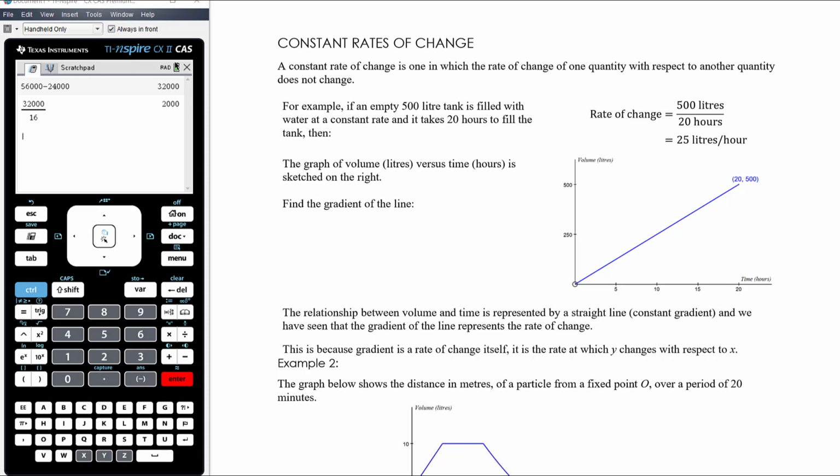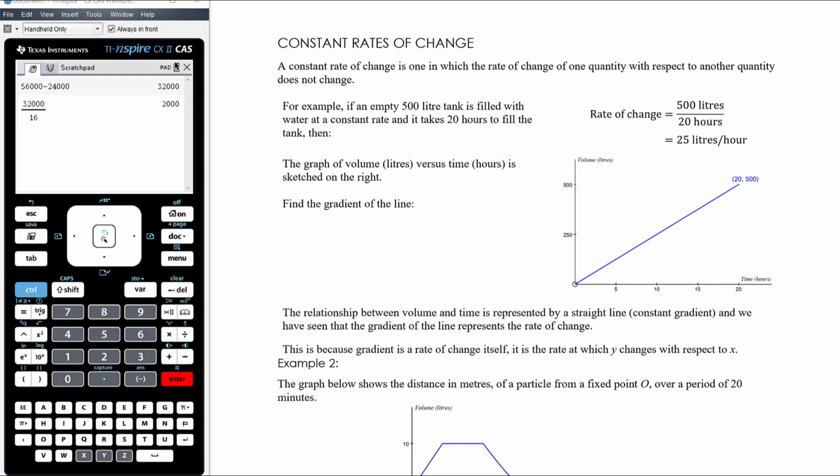And so what that means, if we were to graph this situation, how the volume is changing over time, what we would see is a straight line, okay? Because that rate of change is constant. We know for every 1 hour, we're going up by 25 litres every time. Doesn't matter where you go, 1 hour, 25 litres, okay? So we get that constant gradient if we draw it.